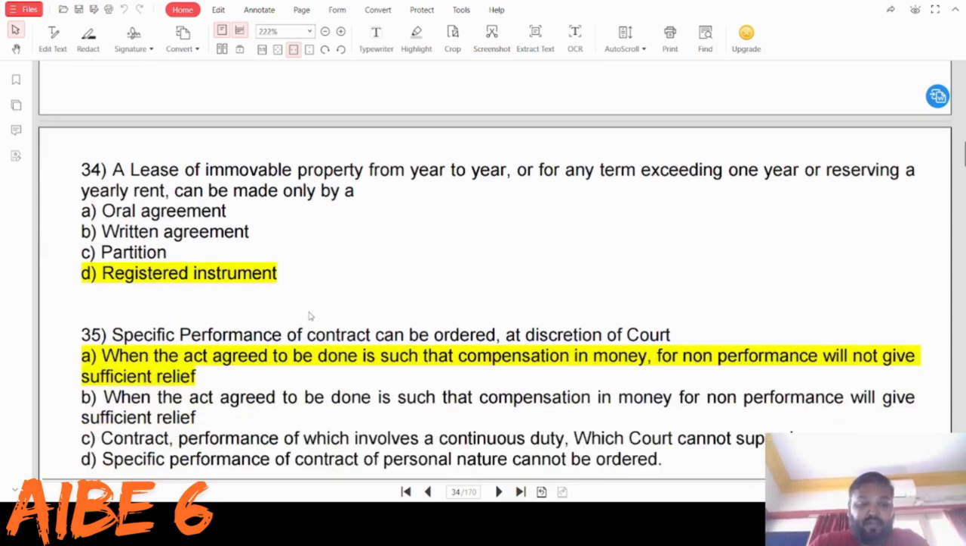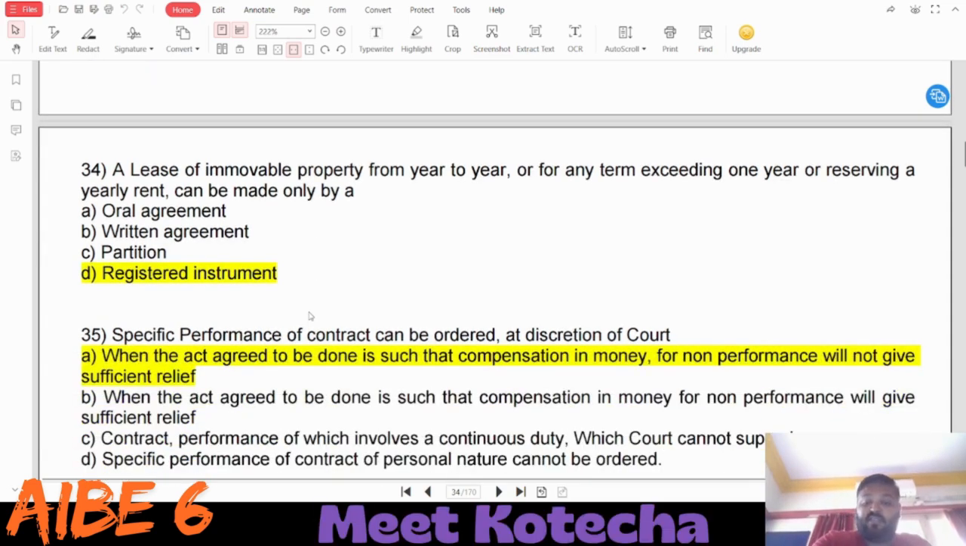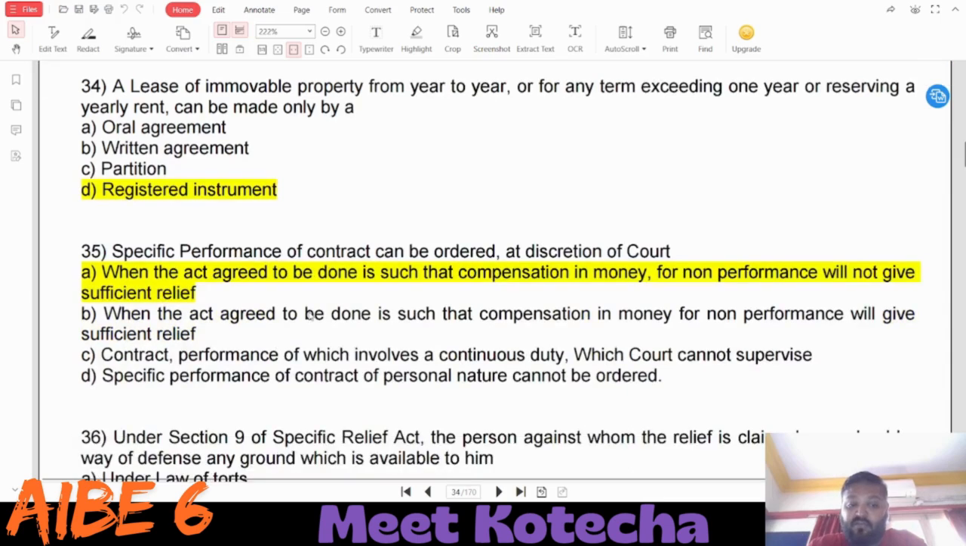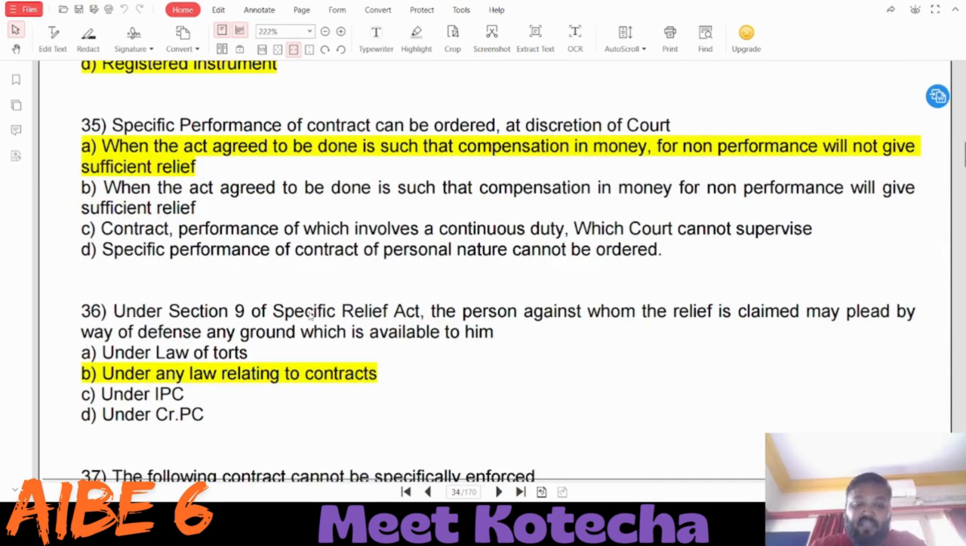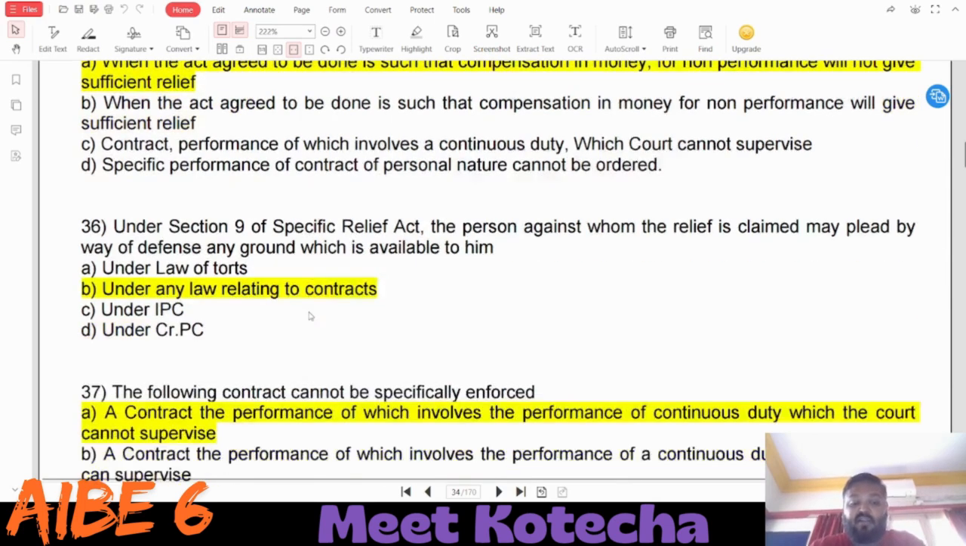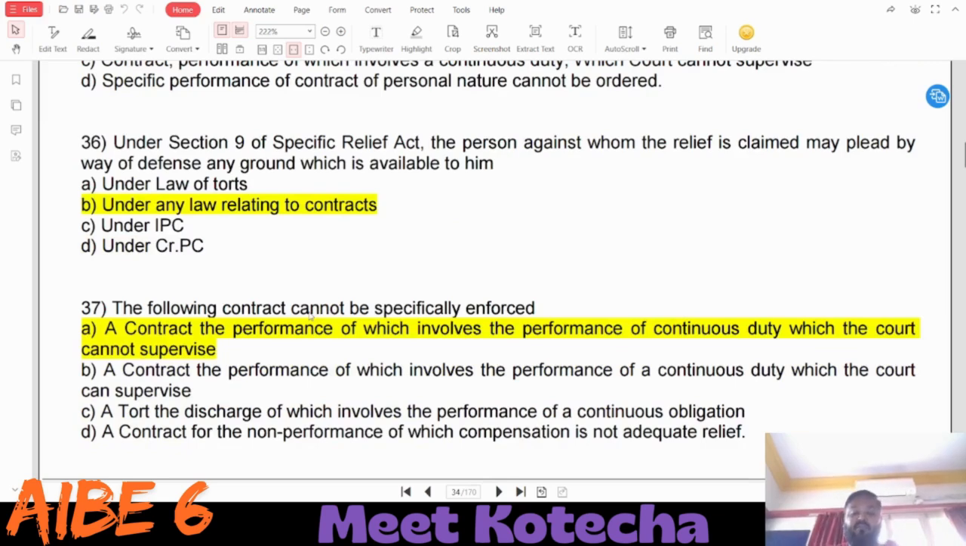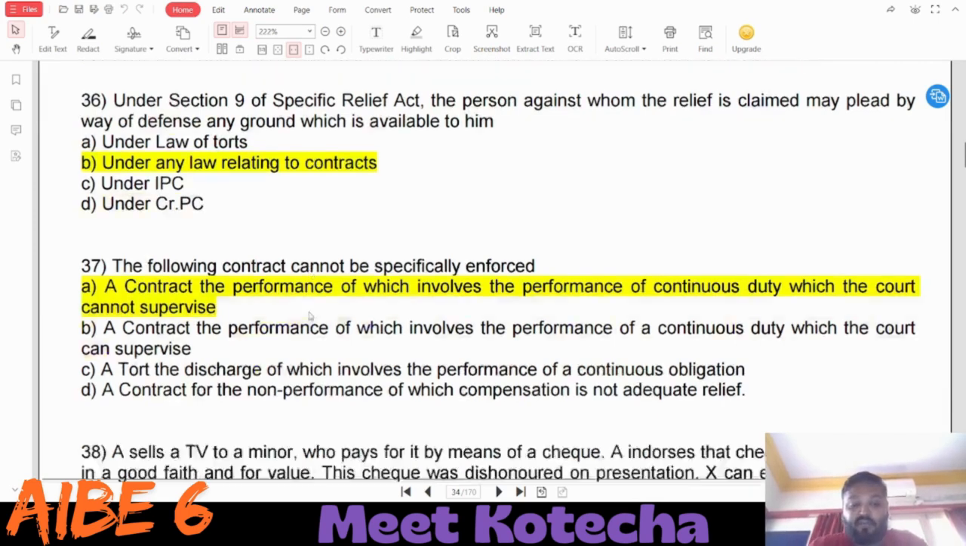Specific performance of a contract can be ordered at the discretion of the court when the act agreed to be done is such that compensation in money for non-performance will not give sufficient relief. Under Section 9 of the Specific Relief Act, the person against whom the relief is claimed may plead by way of defense any ground which is available to him under any law relating to contract. The following contract cannot be specifically enforced: a contract the performance of which involves the performance of a continuous duty which the court cannot supervise.